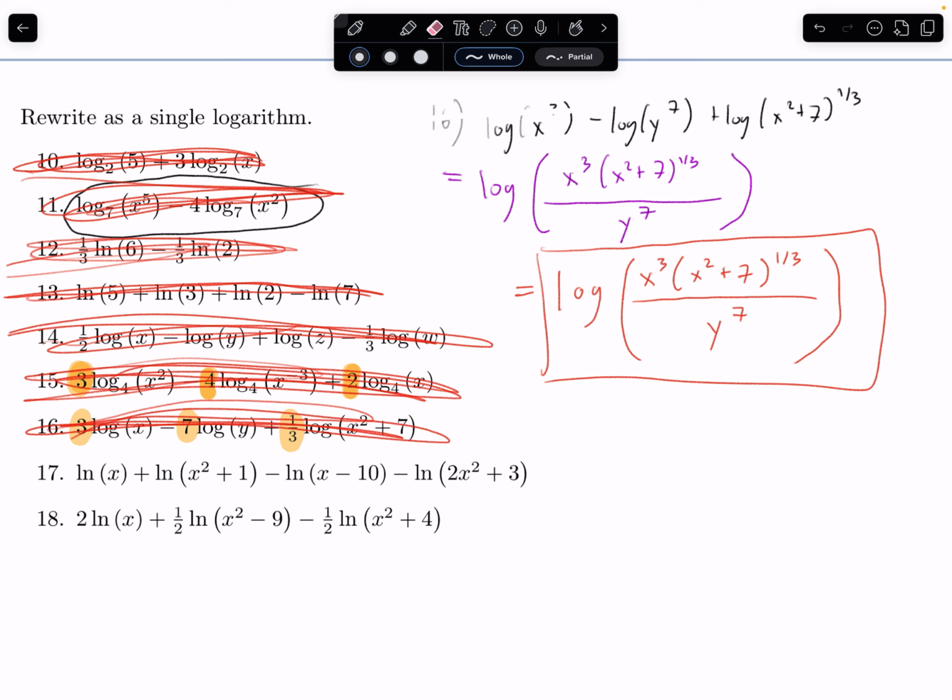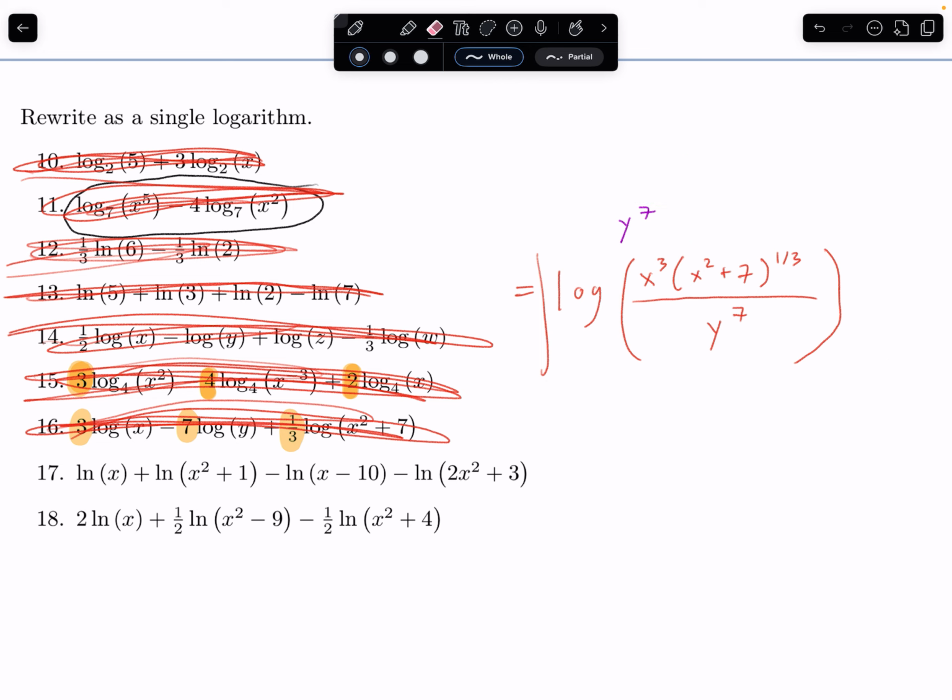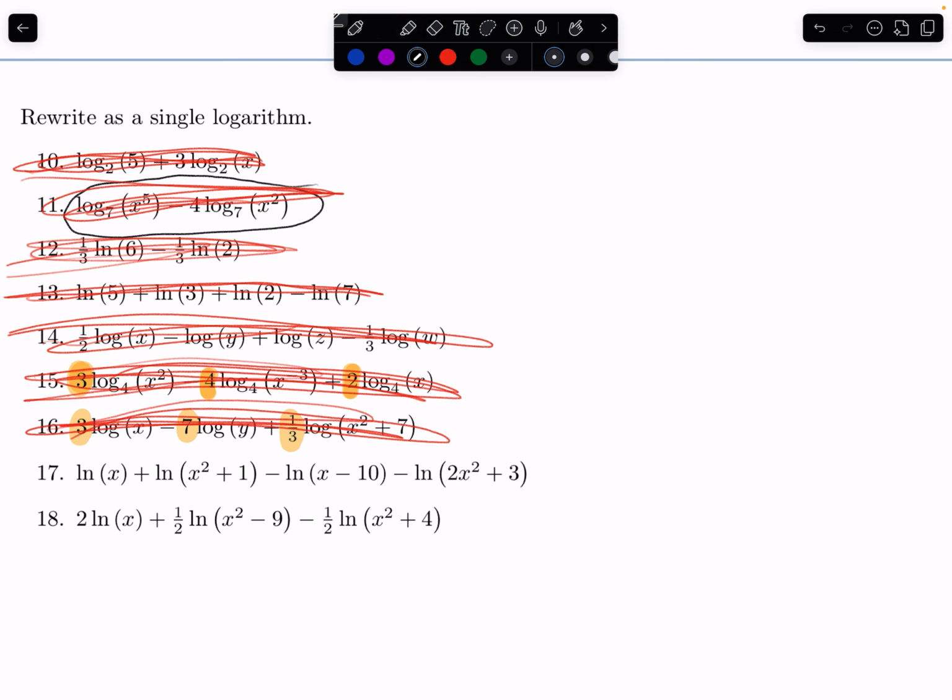Okay. Well, I was not expecting 16 to be that easy. Okay, 17. Usually the questions get longer as you go, as you progress, right?